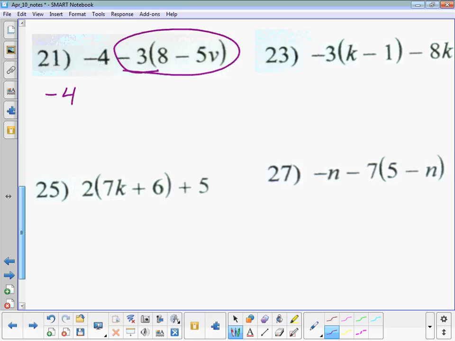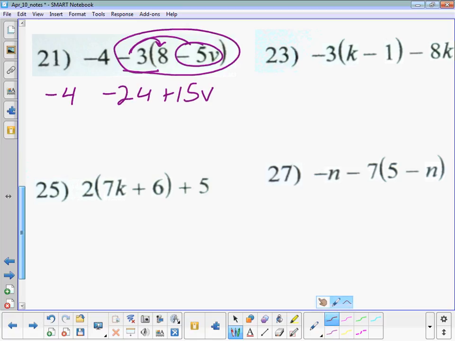So I've got a negative 4. Now let's deal with this. I got a negative 3 times 8, which is a negative 24. I've got a negative 3 times a negative 5, which is a positive 15v. Now I look for any like terms. The negative 24 and the negative 4 are like terms. So I'm going to go ahead and combine those. Negative 4 minus 24 is a negative 28 plus 15v.